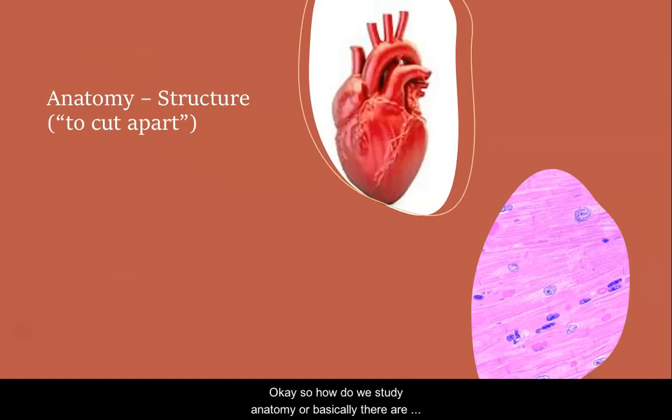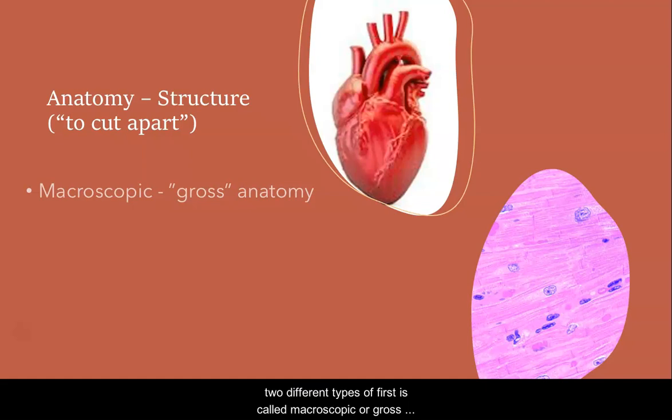Okay, so how do we study anatomy? Basically, there are two different types. The first is called macroscopic or gross, and I don't mean gross as in, oh, that's disgusting. I mean large, macroscopic anatomy. Things like studying this heart, okay? We could study the heart. We could study the different vessels, the different chambers within the heart, the different valves within the heart. That would be macroscopic or gross anatomy.